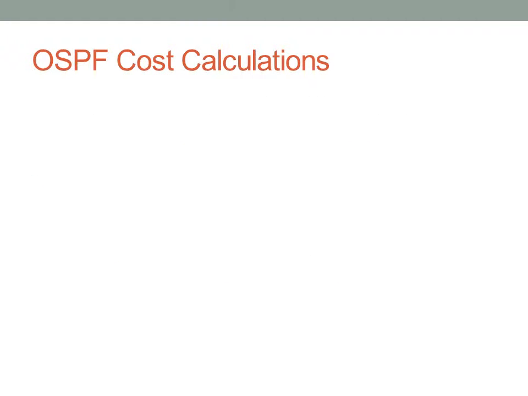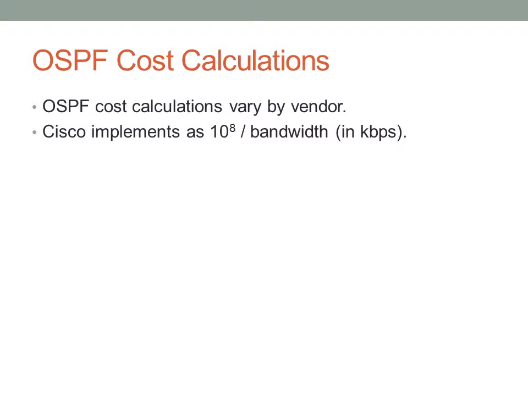So now we're going to talk a little bit about OSPF cost calculations. These vary by vendor, but typically with Cisco products, it's going to be 10 to the 8th divided by the bandwidth in kilobits per second. That's going to be considered your cost. Again, this is the inverse of bandwidth. So the way this works is that your higher bandwidth interfaces are going to result in a lower cost.